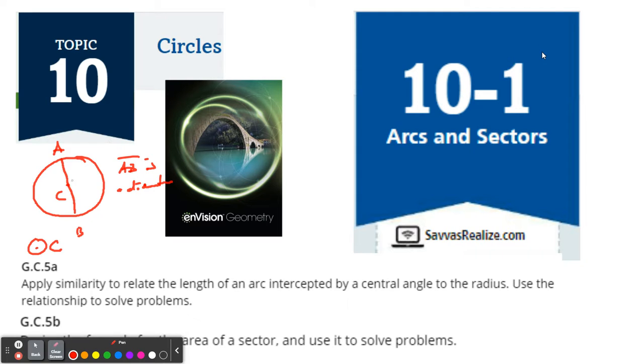And then I'm going to draw in CD, which goes from the center out to the circle. That is going to be called a radius. So CD is a radius. So we need to be able to identify those parts readily, right? So the relationship between the radius and the diameter is that the radius is half of the diameter, right? Because the diameter goes all the way across, the radius goes from the center out. All right, so now that we have a base review of our circles, let's go ahead and talk about arcs and sectors.